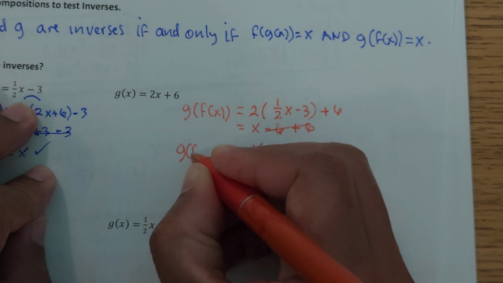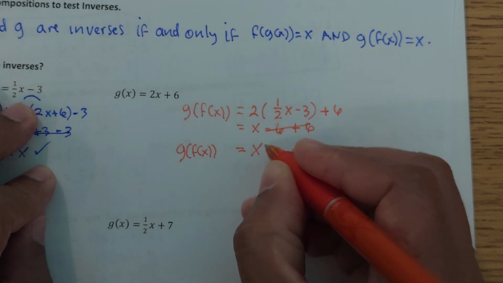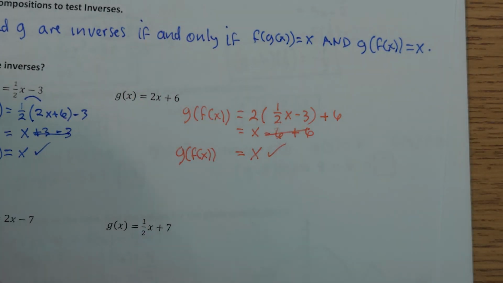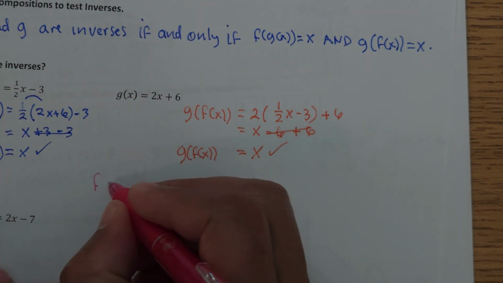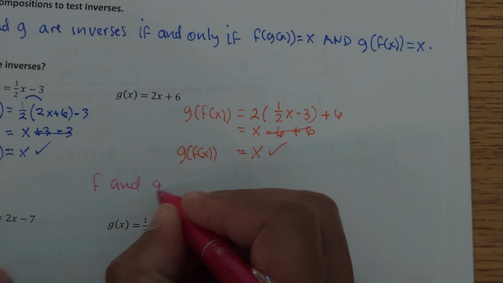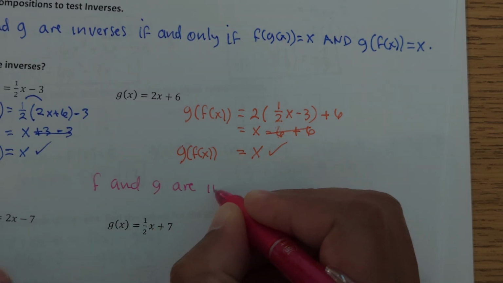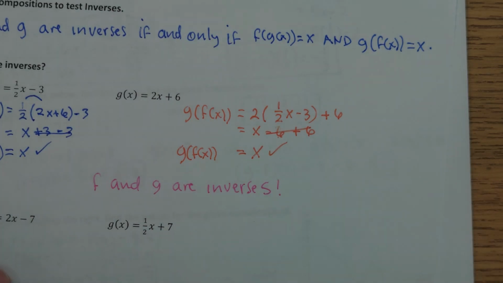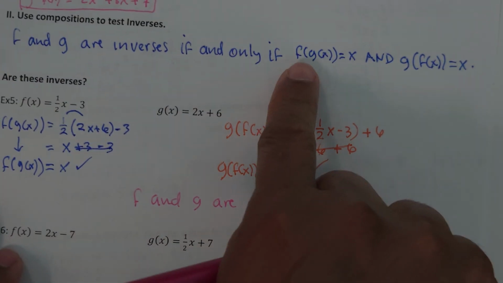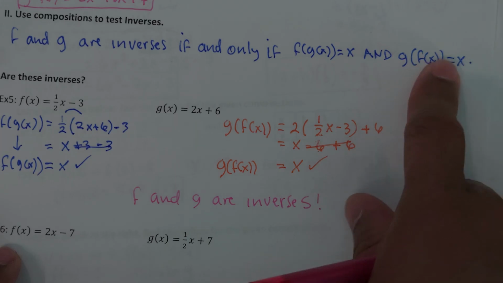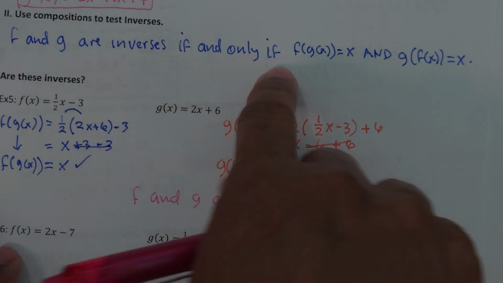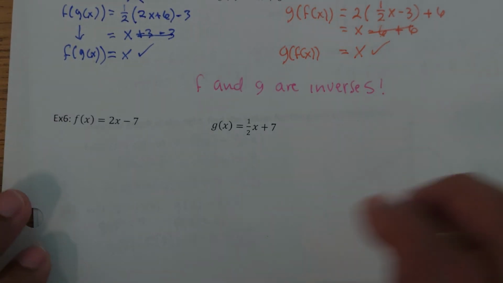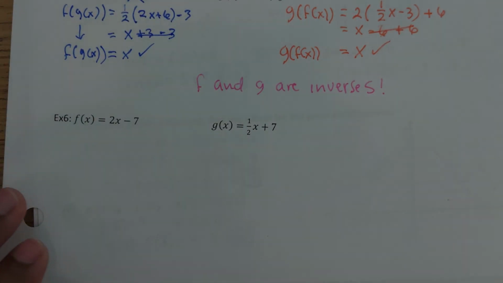Since that's the case, this fulfills the condition of inverse functions. So last, we're going to say that f and g are inverses, and we just proved it. So we're doing a proof here, and they are inverses because these two conditions are met. This is a biconditional, which is what the if and only if means. They both have to be true. So let's go on to the second example for this lesson.